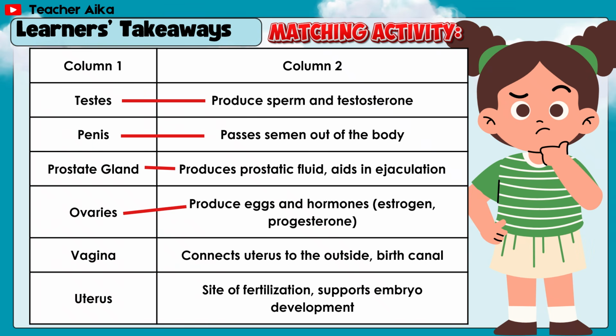Ovaries: produce eggs and hormones, estrogen and progesterone. Vagina: connects the uterus to the outside, the birth canal. Uterus: site of fertilization, supports embryo development.